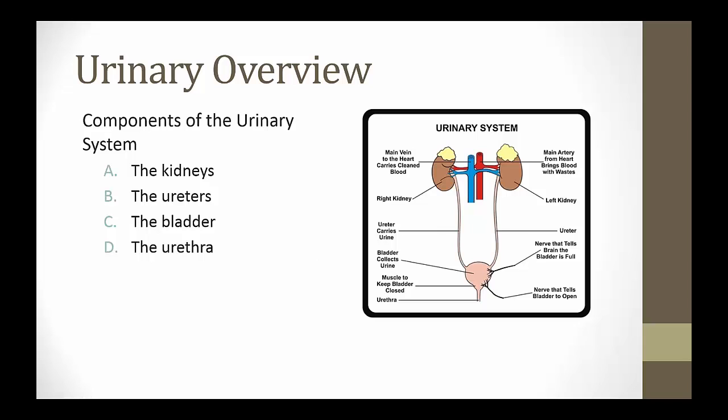Distal or inferior to the kidneys, we have the ureters. Finally, below or distal or inferior to the ureters, we have the urinary bladder. And inferior to the bladder, we have the urethra.